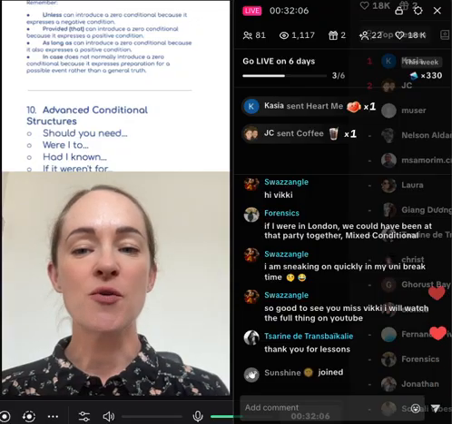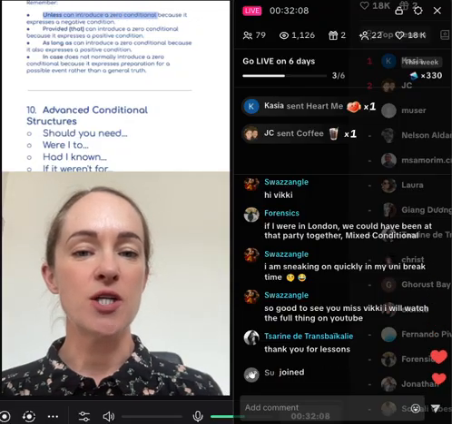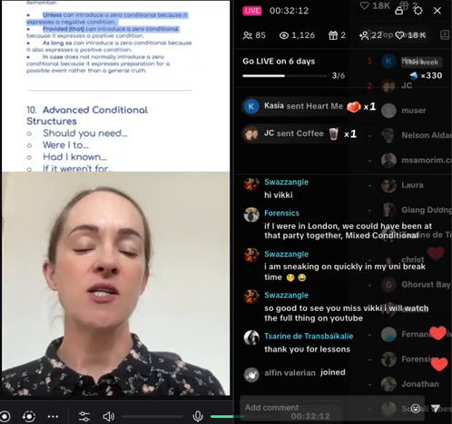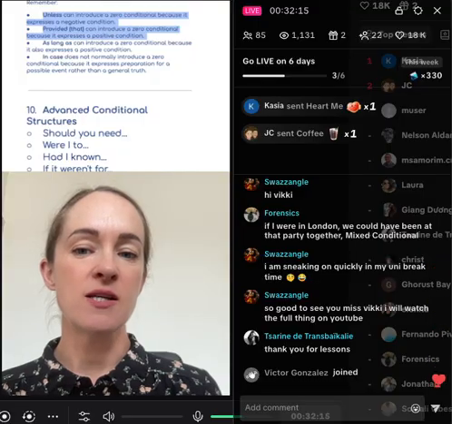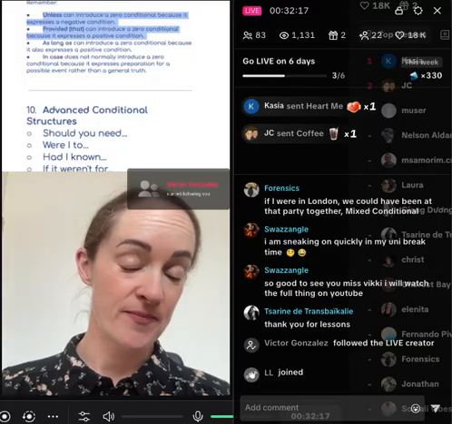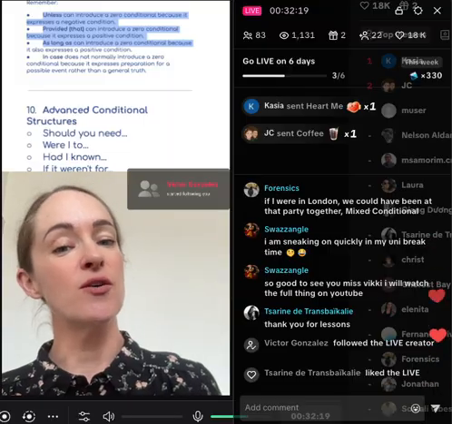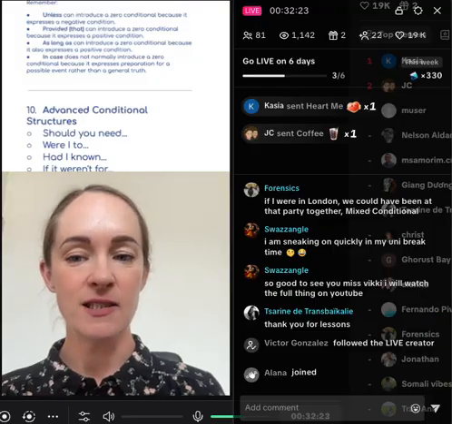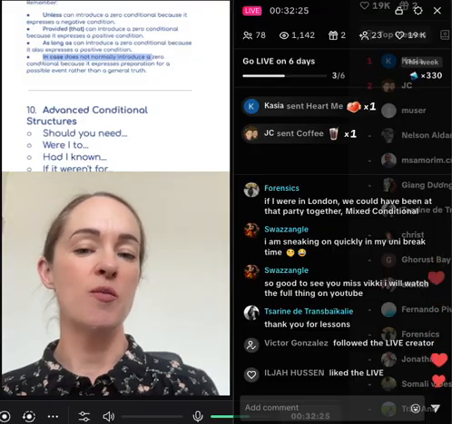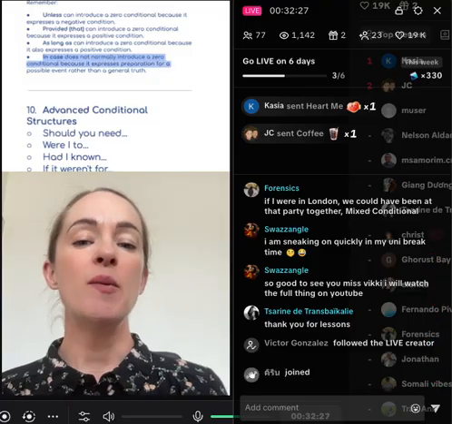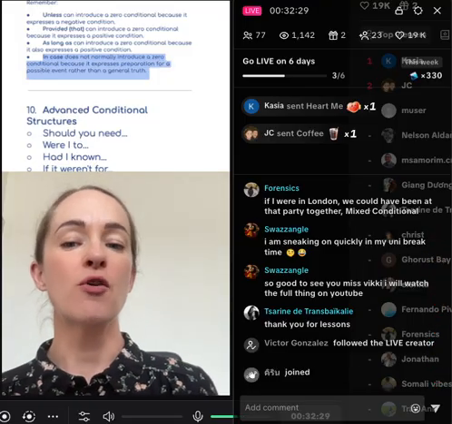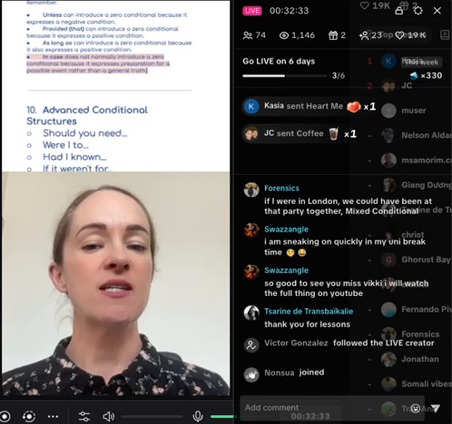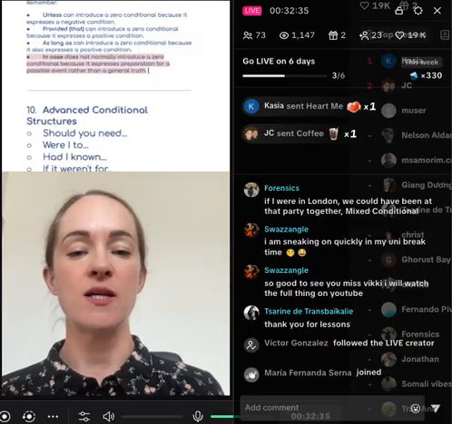So here we go. Summary: unless can introduce a 0 conditional because it expresses a negative condition. Provided that can introduce a 0 conditional because it expresses a positive condition. As long as can introduce a 0 conditional because it also expresses a positive condition, but in case does not normally introduce a 0 conditional because it expresses preparation for a possible event rather than a general truth. So that's kind of the one exception there from the ones that I've done.